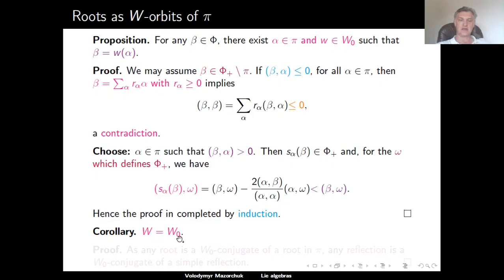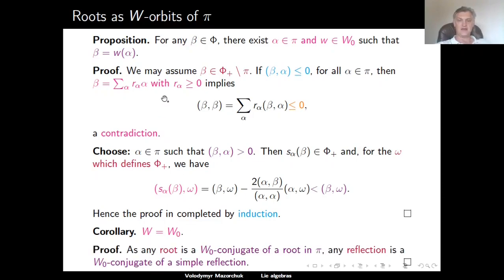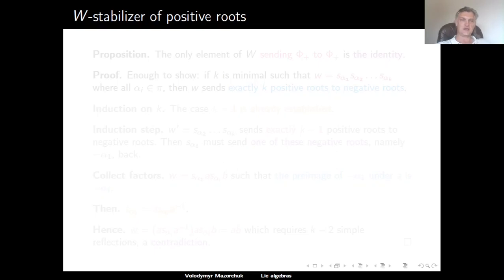In other words, W is generated by reflections with respect to roots in our basis. Indeed, we have just shown that any root is W0 conjugate to a root in the basis. Therefore, any reflection with respect to any root is also a W0 conjugate of a reflection with respect to a root in the basis, that is, to a simple reflection, which means exactly that the group generated by all simple reflections is the whole W. Our next question is to determine which elements of W stabilize the set of all positive roots.